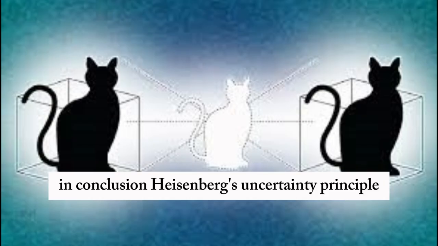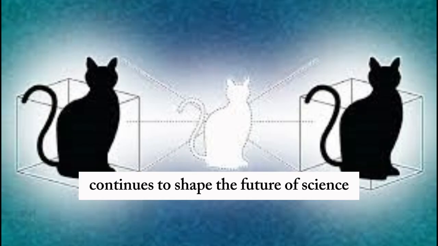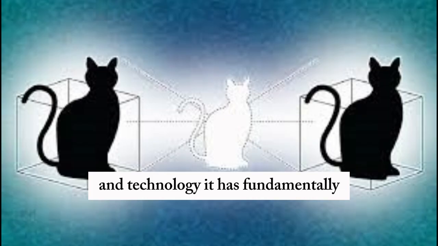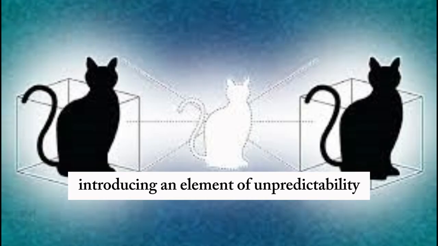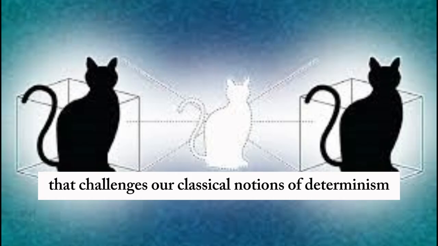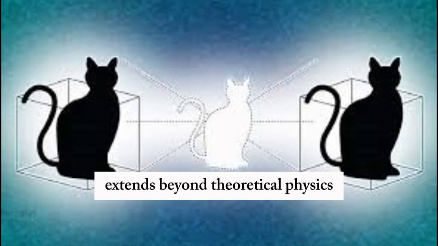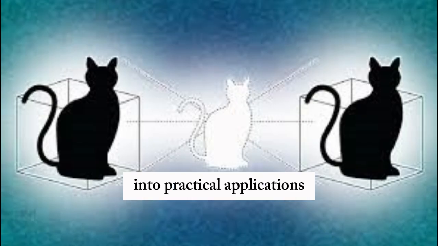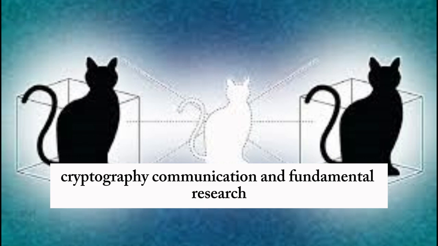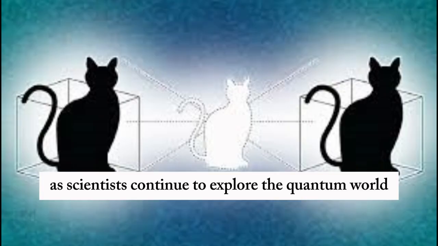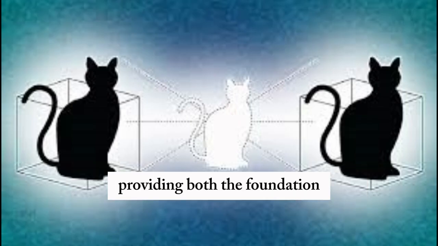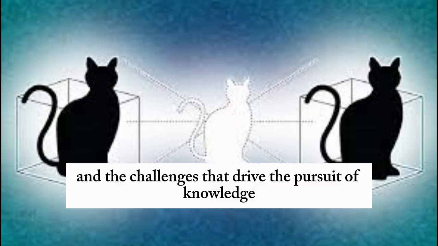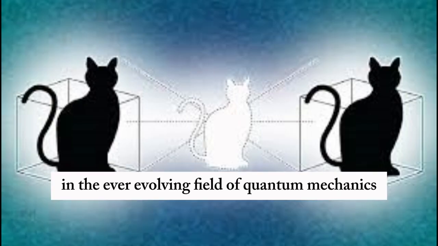In conclusion, Heisenberg's uncertainty principle continues to shape the future of science and technology. It has fundamentally altered our understanding of the universe at the quantum level, introducing an element of unpredictability that challenges our classical notions of determinism. The principle's influence extends beyond theoretical physics into practical applications, including quantum computing, cryptography, communication, and fundamental research. As scientists continue to explore the quantum world, Heisenberg's legacy will remain central to these advancements, providing both the foundation and the challenges that drive the pursuit of knowledge in the ever-evolving field of quantum mechanics.